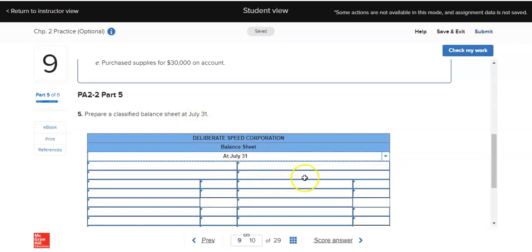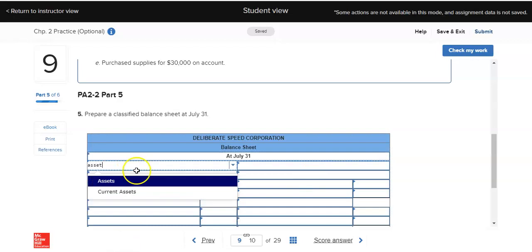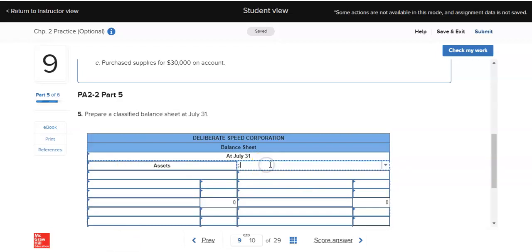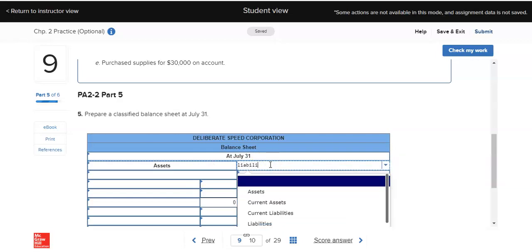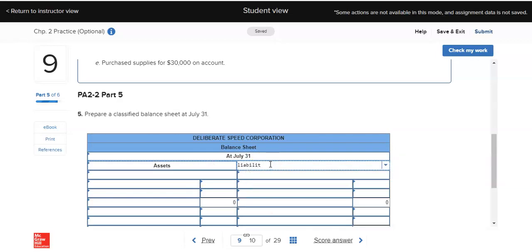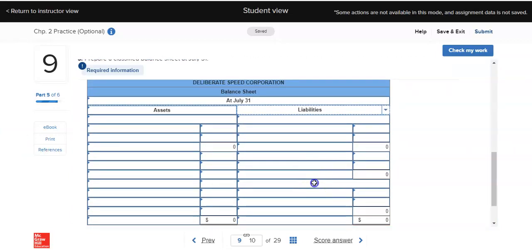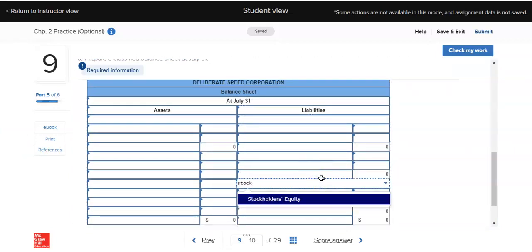And by the way, this balance sheet is in the account format, which means the assets are on the left side and the liabilities and equity accounts are on the right side. There we go. Now I'm looking for a line that goes all the way across there. And here's another one here for stockholders' equity. That's how I can tell where to put the labels.